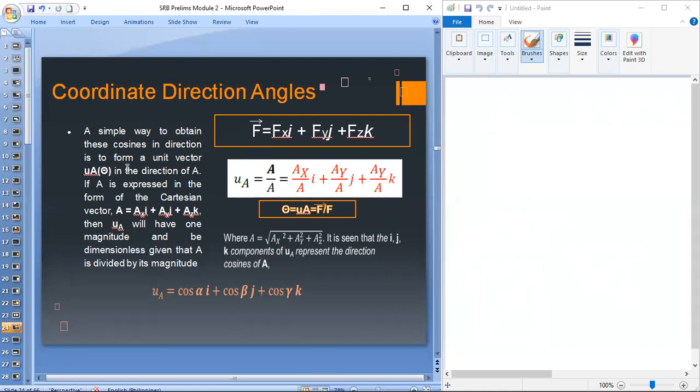A simple way to obtain these cosines in direction is to form a unit vector, which is your U A, in the direction of your vector A. If vector A is expressed in Cartesian vector form, A equals AXi plus AYj plus AZk, then U A will have one magnitude. Kasi meaning ng U A is unit vector, will have one magnitude and be dimensionless given that A is divided by its magnitude.